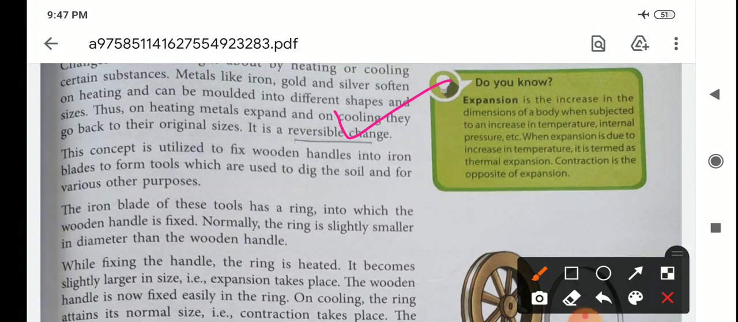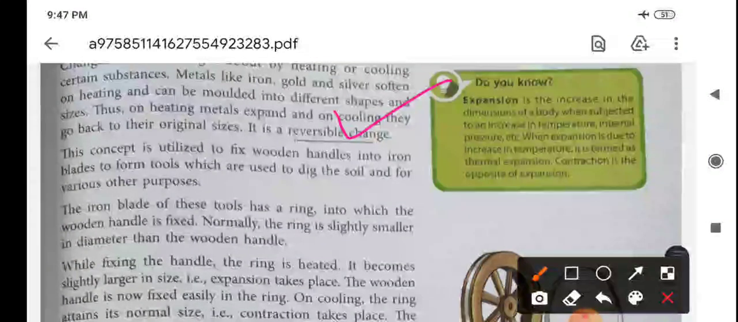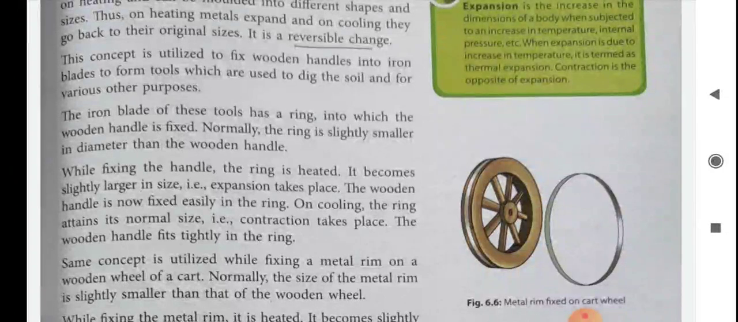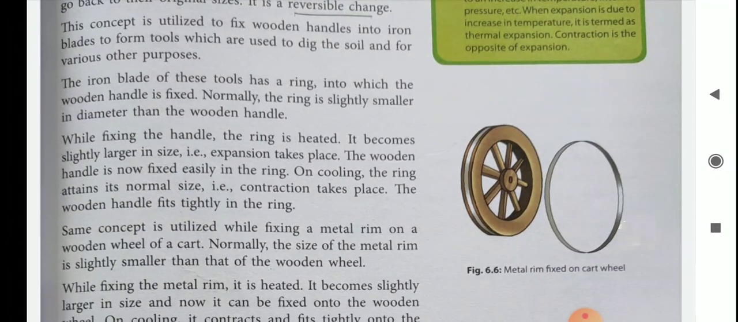This concept is utilized to fix wooden handles into iron blades to form tools, which are used to dig the soil and for various other purposes. The iron blade of these tools has a ring into which the wooden handle is fixed. Normally, the ring is slightly smaller in diameter than the wooden handle. While fixing the handle, the ring is heated. It becomes slightly larger in size, that is, expansion takes place. The wooden handle is now fixed easily in the ring. On cooling, the ring attains its normal size, that is, contraction takes place. The wooden handle fits tightly in the ring.